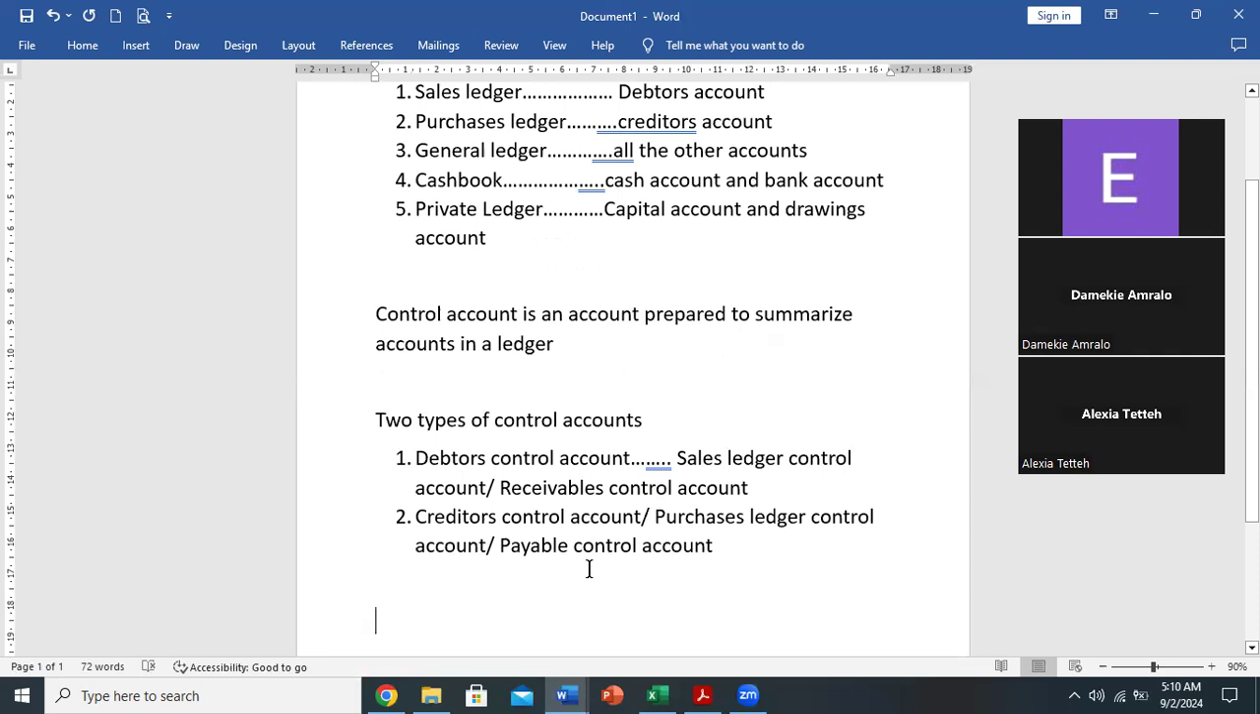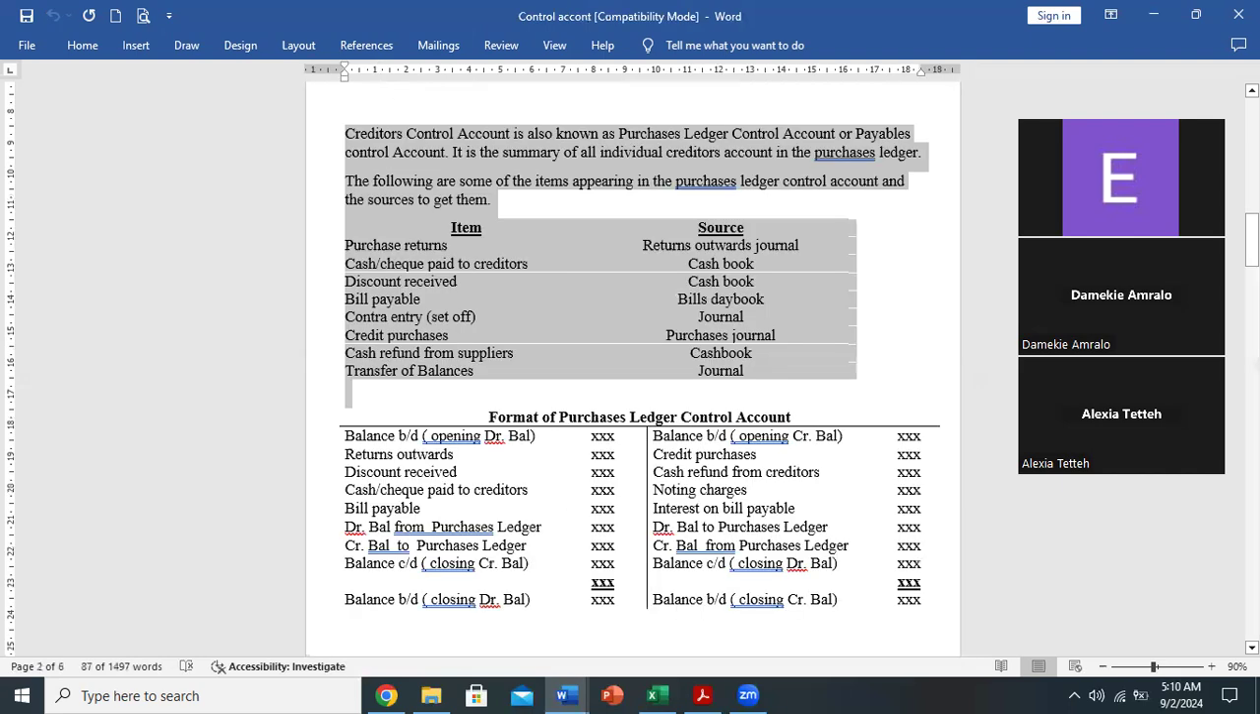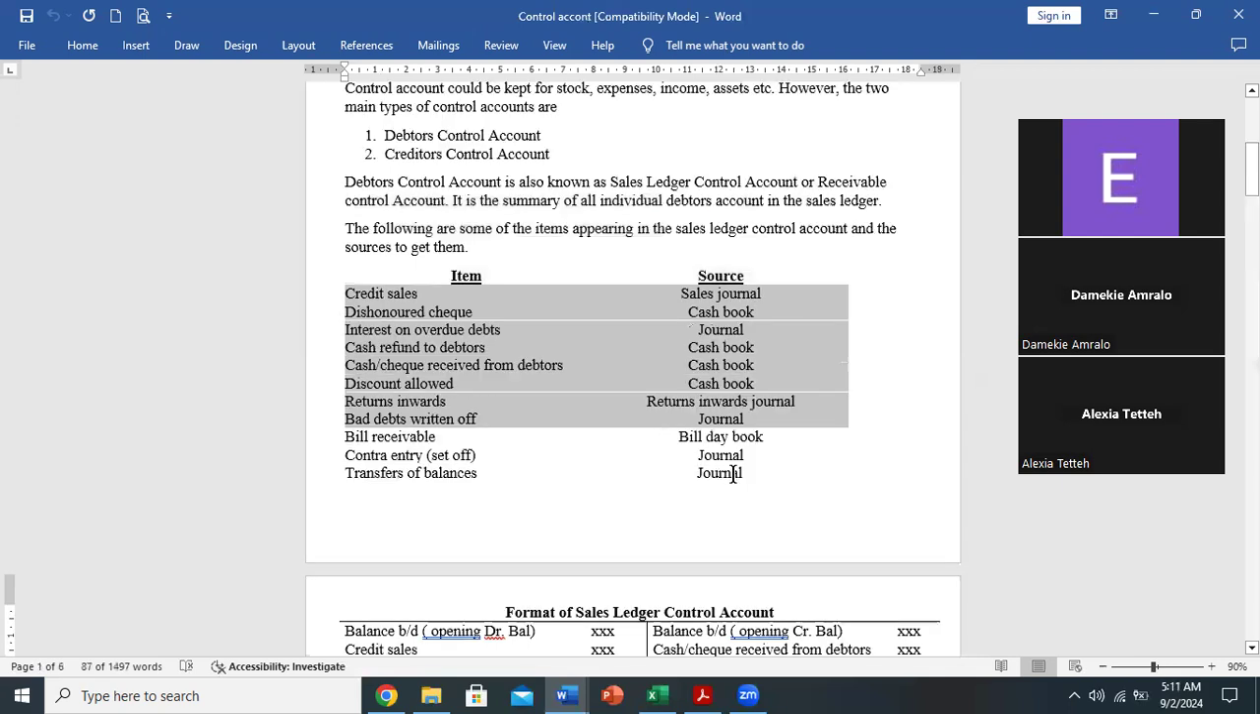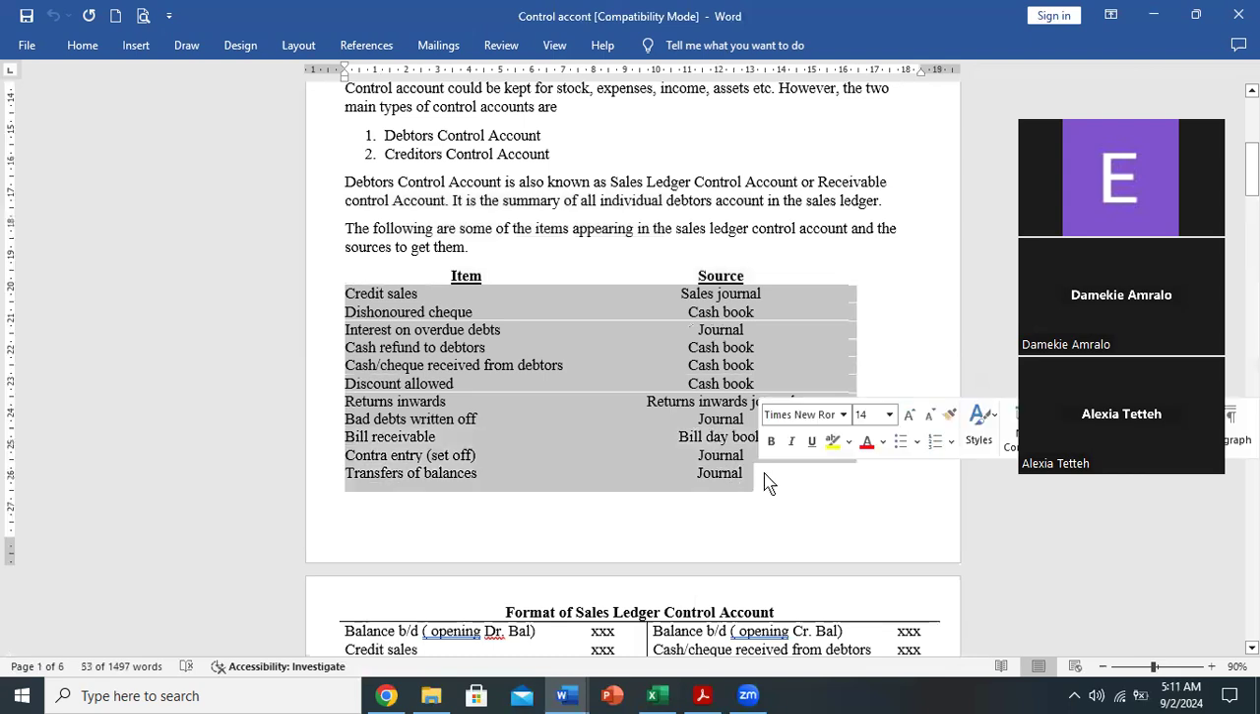Okay. How do you know the items? You know the items by looking at business transactions; you should be able to identify transactions that affect debtors and transactions that affect creditors. So that is what was given in the notes by way of the items to prepare these accounts. So let's familiarize ourselves with that of the debtors. And that's what we have here. It's very important for you to know the source from which you get that item or that information.